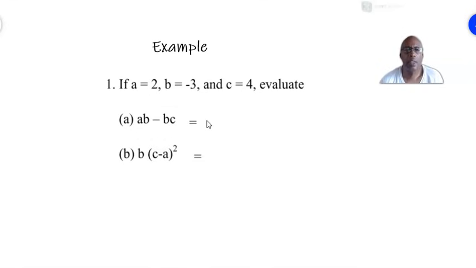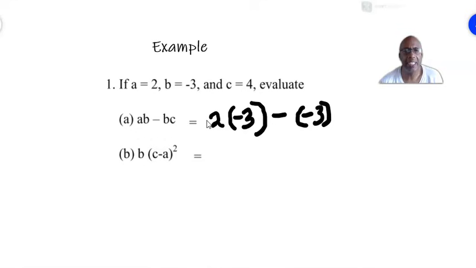So A is 2 times B. B is -3, so 2 times -3, minus BC. B is -3 and C is 4. So it's -3 times 4. So let us work this out. We are multiplying 2 by -3.